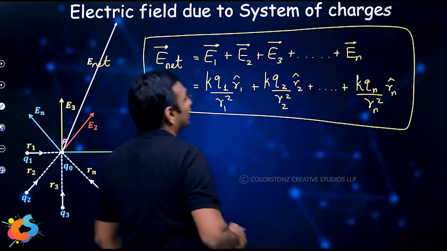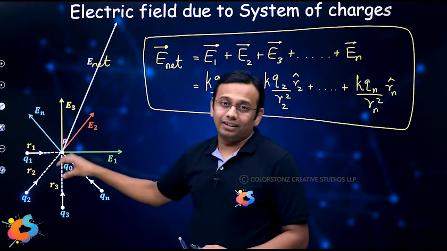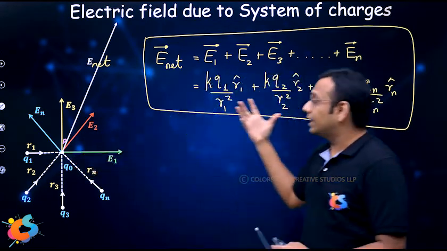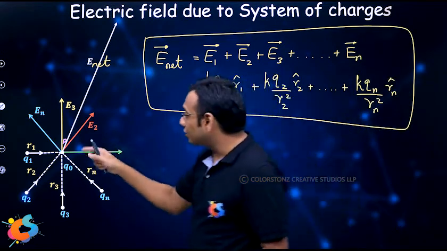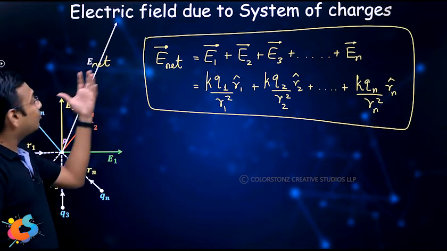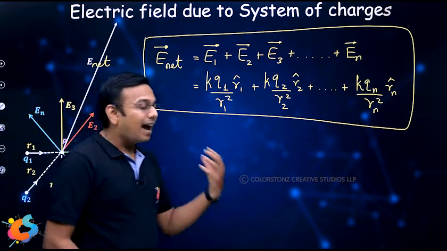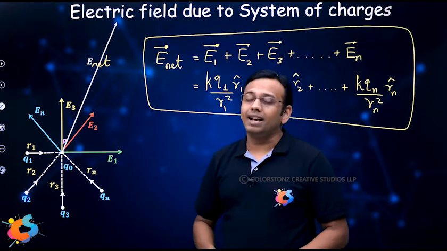Once again, remember the test charge is only brought to understand the electric field. There is no role of the test charge at the end. We can see in the final expression there is no test charge Q naught. So test charge has been brought once again only to understand the net force acting on the particle, net electric field acting at that point.